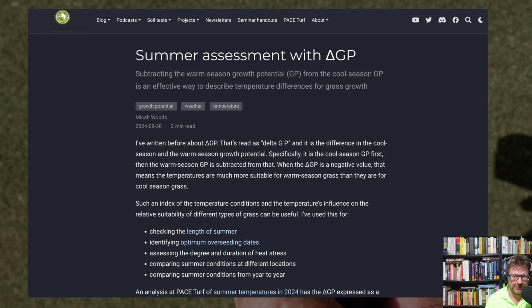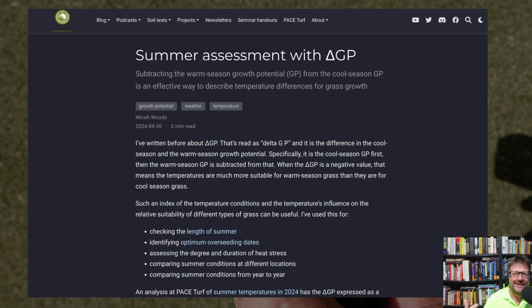At first, it might sound complicated to use something with a Greek letter symbol and to say we're taking two derivatives of temperature, which are the cool season growth potential and the warm season growth potential. We're taking those and then subtracting them. What's this all about? Well, I probably say this too often. It's quite simple, really. It's simple once you understand it.